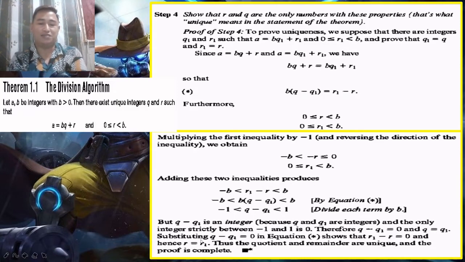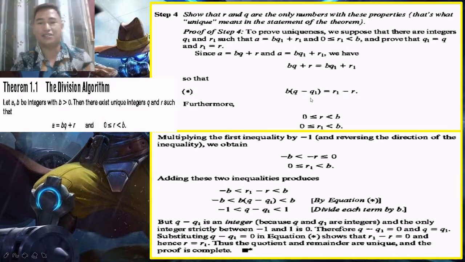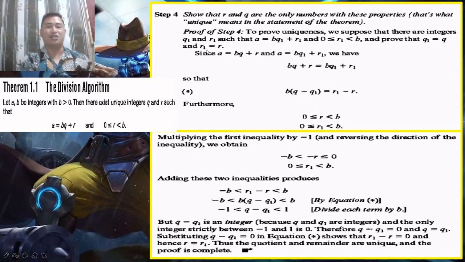Next, substituting Q minus Q1 equals 0 in the equation asterisk, B times 0 is 0. So R1 minus R is 0. Then add R to both sides. We get, hence, R is equal to R1. So we have shown that Q1 is equal to Q and R1 is equal to R.